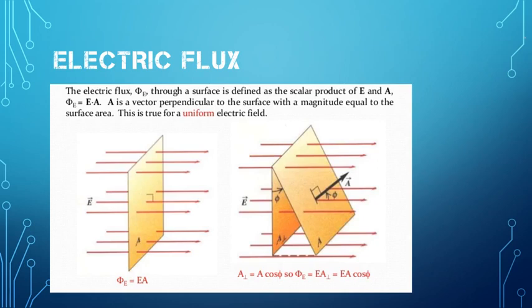Electric flux: the electric flux Φ_E through a surface is defined as the scalar product of E and A. A is perpendicular to the surface with a magnitude equal to the surface area. This is true for a uniform electric field.